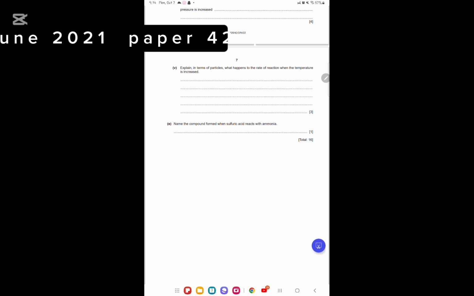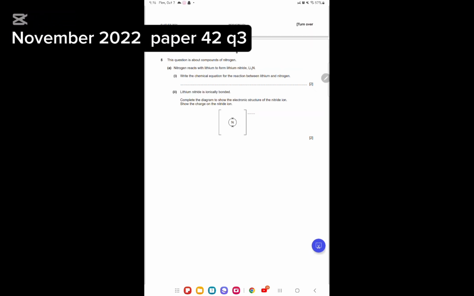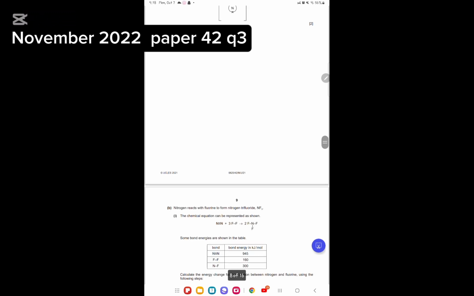Now I will go to the final paper and the final question. So our final paper is June 2021 paper 42 question 5. This question is about compounds of nitrogen. So nitrogen reacts with lithium to form lithium nitride, Li3N, and write the chemical equation. We know it is Li plus N2 will give us Li3N. And is it balanced? No, it's not. So we're gonna put a 2 over here and a 6 over here to balance it. So now it is balanced.